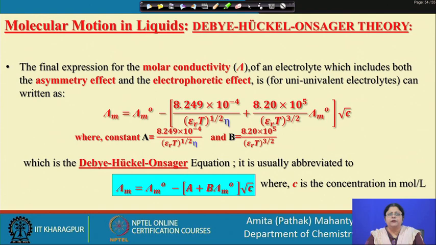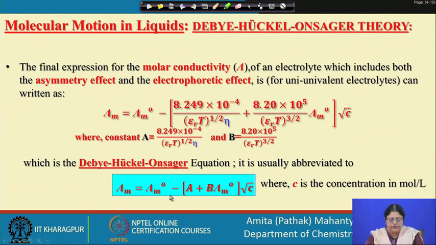So, these two parameters in the Debye-Falkenhagen theory were parameter A and parameter B, and A and B were actually contributions from the asymmetric effect and the electrophoretic effect, which we associated with a system of ionic charges in a solution. I will not go into the detailed discussion because we have already taken it up in the 29th lecture.